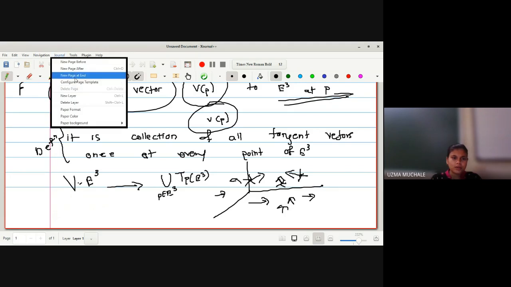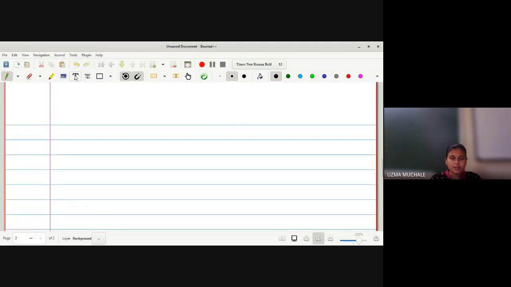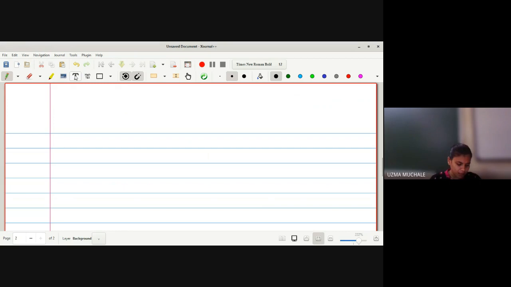Now let us go for the special vector field. But before going to that special one, first I will write down one example of this vector field: the gravitational field, the magnetic field. So what is a gravitational field?